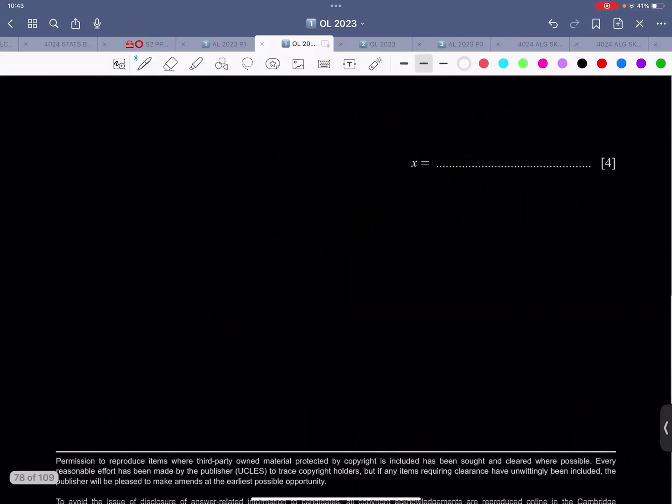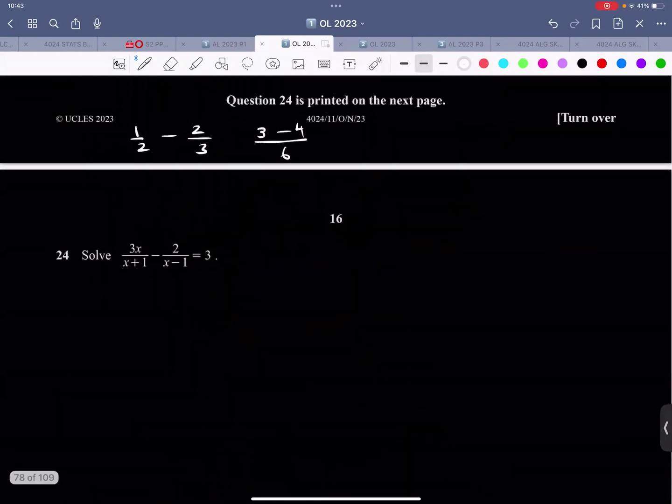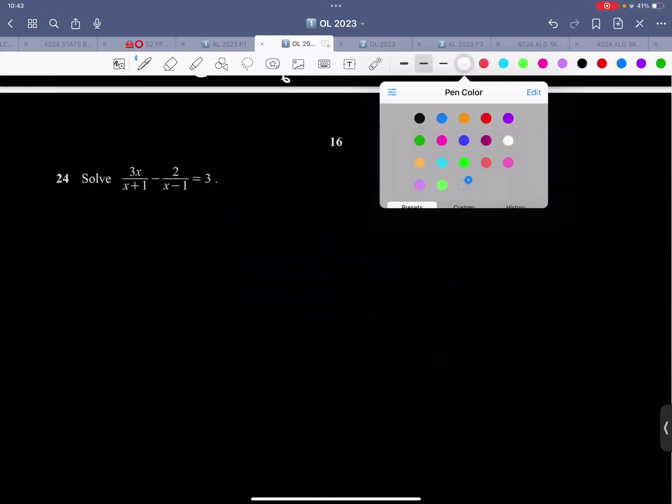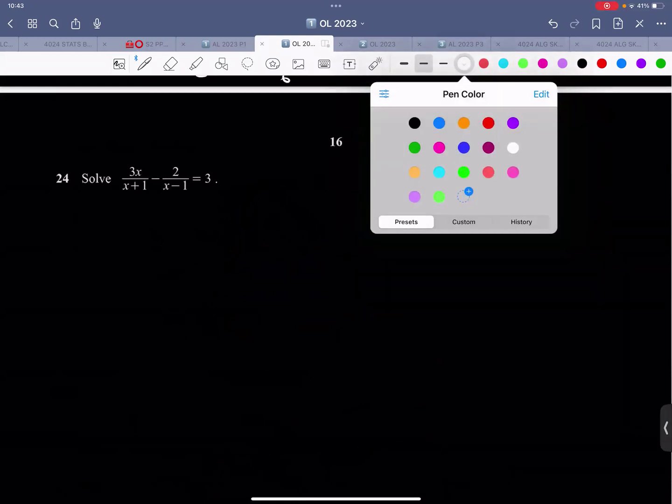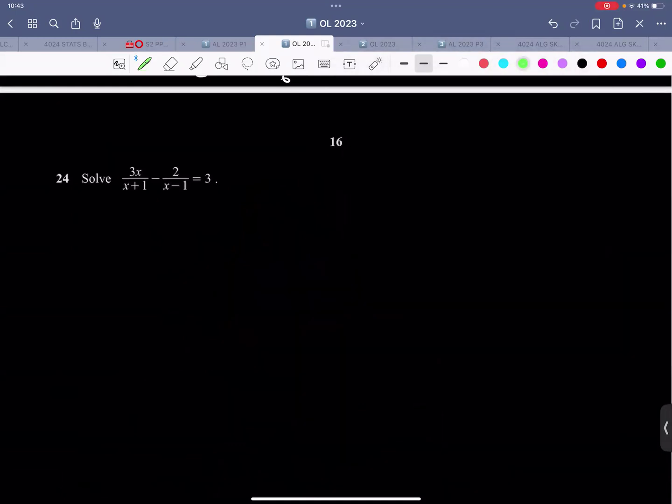Question 24, and it seems like the last question. The time is 10:43. So it's almost 1 hour as I have promised, and that is my speed of working. So x plus 1, x minus 1, that's the LCM.